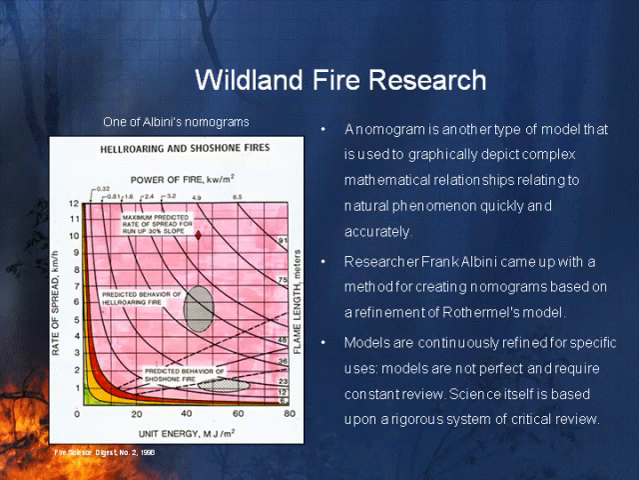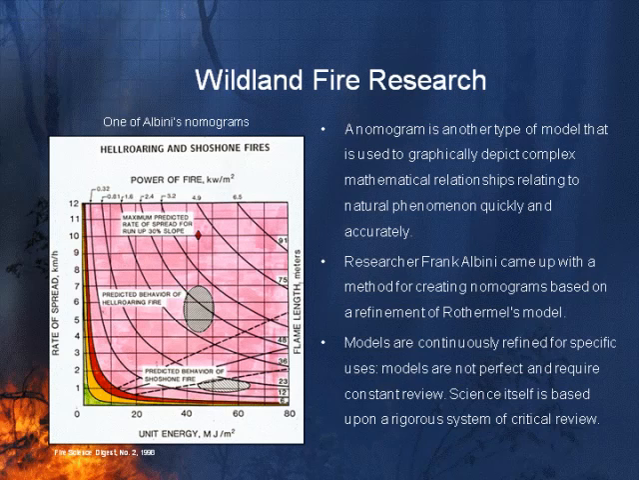That's why these things are so dangerous. Okay. There's Albini's nomogram. Albini was a brilliant mathematician. He's got pages of derivations and integrals that went into this kind of thing. I'm not going to go into that here, but needless to say, he took Rothermel's equation and his findings and refined them. And around 1976, he came up with a nomogram.